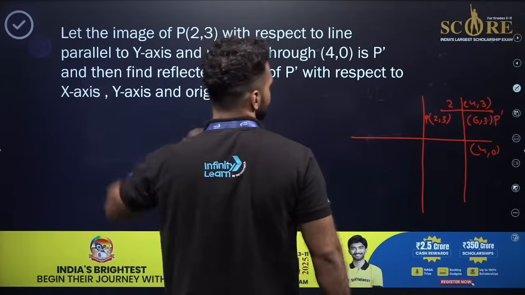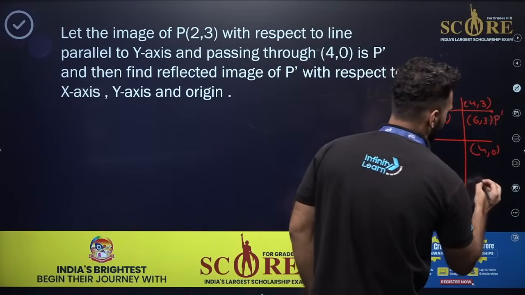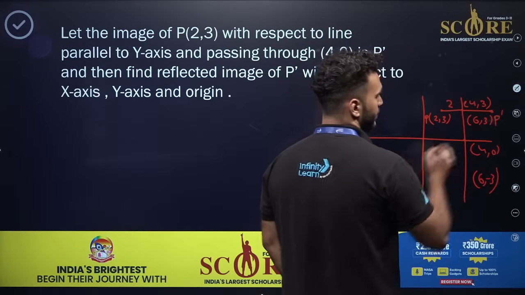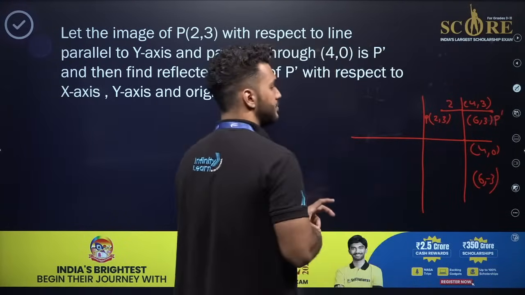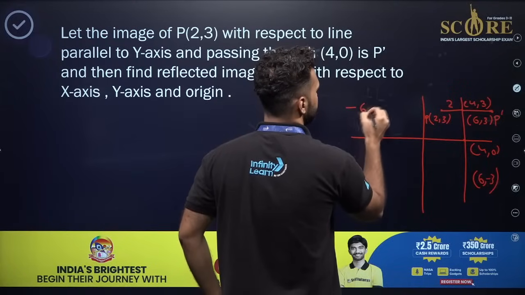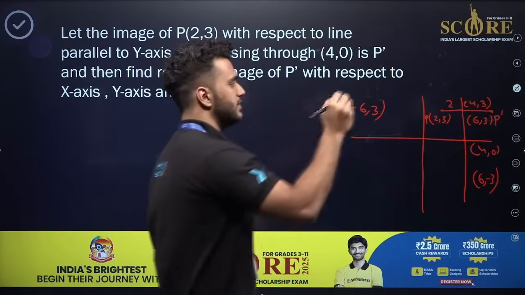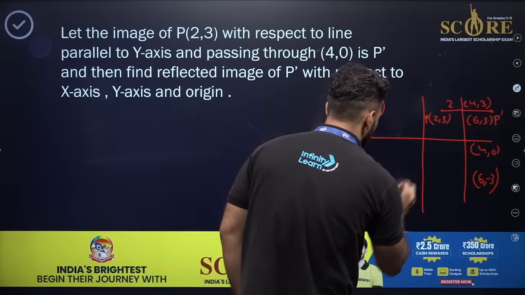If we talk about x-axis reflection, change the symbol of ordinate. You will get (6, -3). With respect to the y-axis, change the symbol of abscissa. You will get (-6, 3). Now, what about the origin? Change the symbol of abscissa, -6, and ordinate as well.